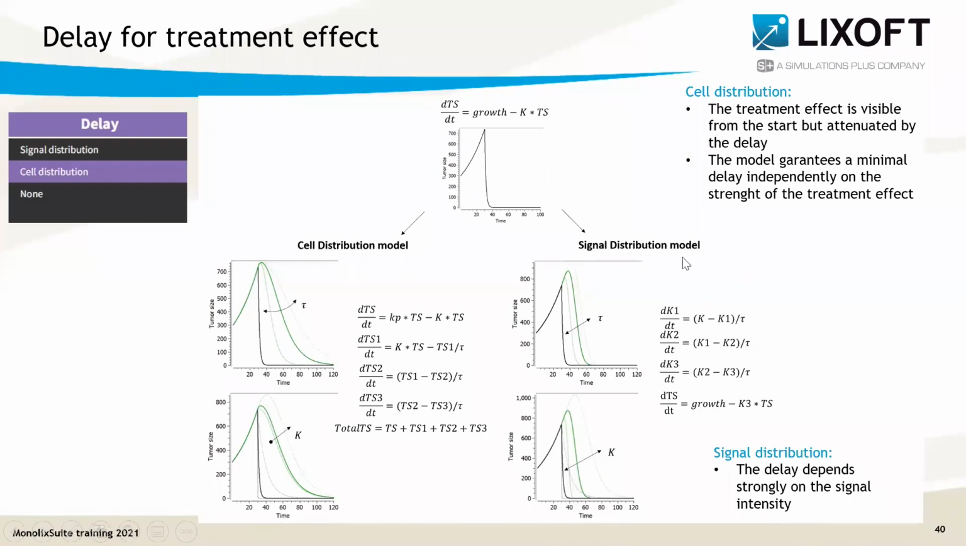In the signal distribution model, a series of first-order transfer steps are incorporated to characterize the delay between exposure to the treatment and the cell killing with K3. And tau refers to the mean transit time in each transit compartment. In the cell distribution model, now these delays are characterized by the transit of cells through several stages of cell damage following the initial treatment exposure, that corresponds to K here, before being truly killed off with the population TS3.